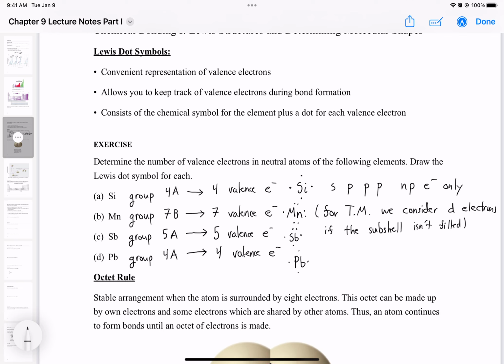So that's how we draw Lewis dot symbols. This is going to lead us into drawing Lewis structures using lines, drawing the Lewis structure for a compound when we're given its chemical formula. So we'll take a break here. That will be the first part of this lecture.